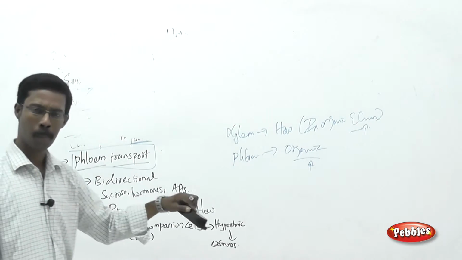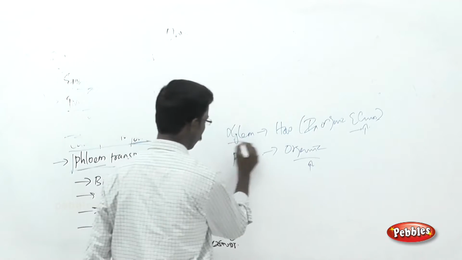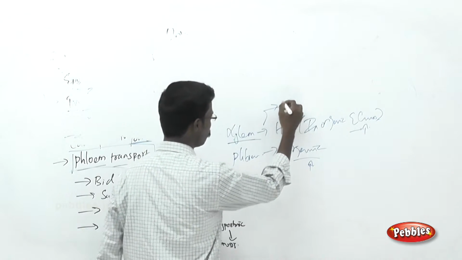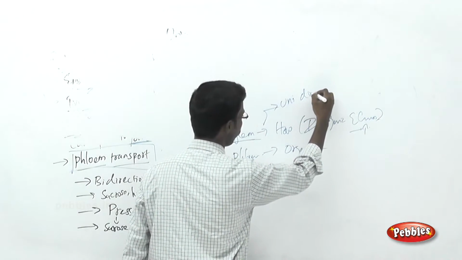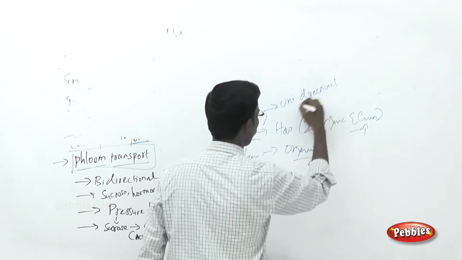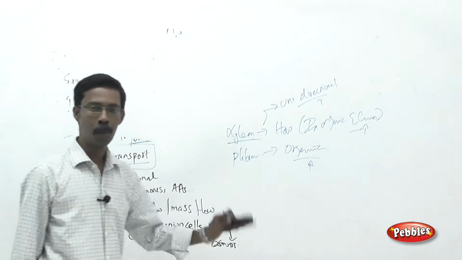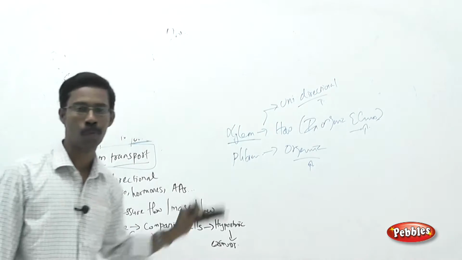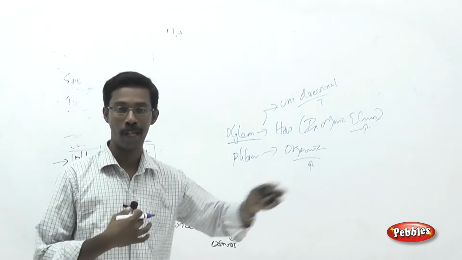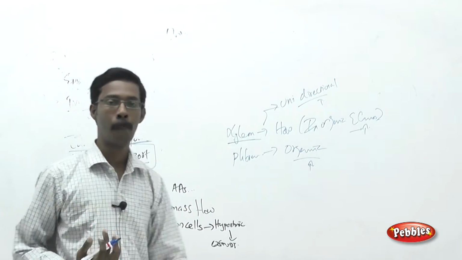The point you have to remember over here is that in the case of xylem, as I told you, normally the transport will be unidirectional. So the transport from one point to another, from the roots to the leaves, is unidirectional. It will not move in the opposite direction.